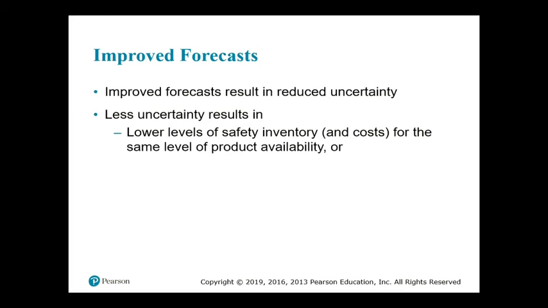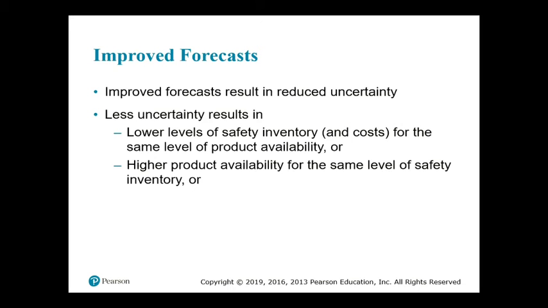We can either achieve the same amount of product availability with less safety inventory, or keep the same amount of inventory but have a higher service level. Or sometimes we can do both: reduce safety inventory while still achieving a higher service level than before.